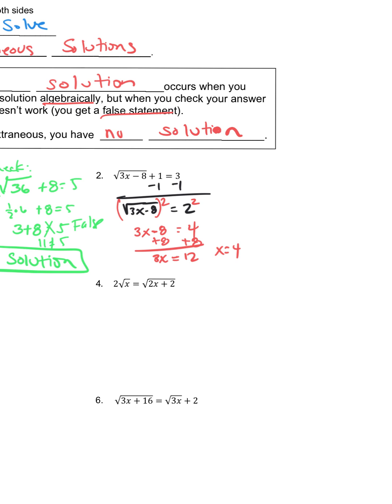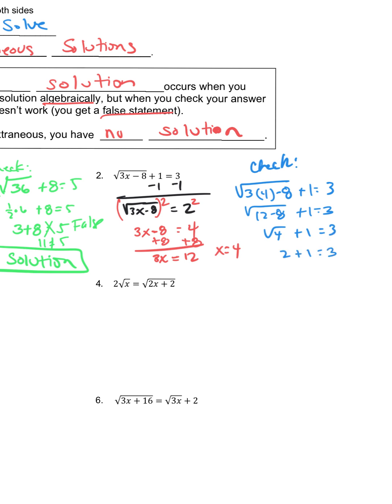So let's check our solution into the original. The square root of 3 times 4 minus 8, plus 1, has to equal 3. Well, this is the square root of 12 minus 8, so the square root of 4 plus 1. Does that equal 3? 2 plus 1 equals 3. So yes, 3 equals 3. It checks. Okay, so therefore this is a solution.